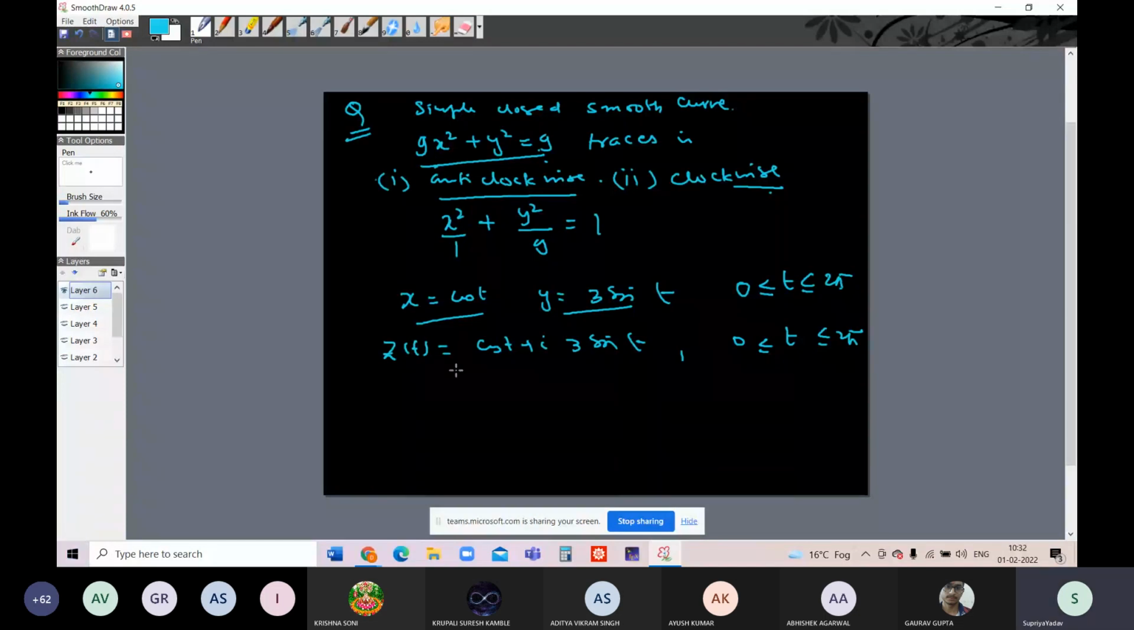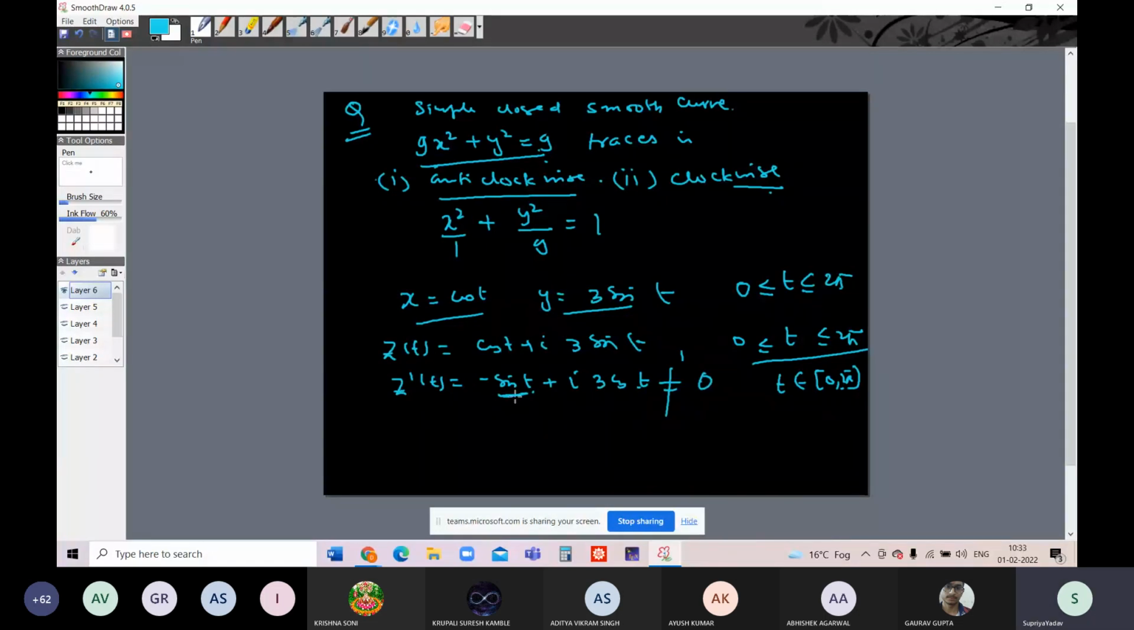And you know that z dash t in that case will be minus sin t plus i 3 cos t. For t in the interval 0 to 2 pi, you can see that in this interval z dash t is never 0, because when cos t is 0, then at that point sin t 0 नहीं होगा. जहां पे sin t 0 होगा वहां cos t 0 नहीं होगा. So we can simply say that in the whole interval z dash t is not equal to 0.